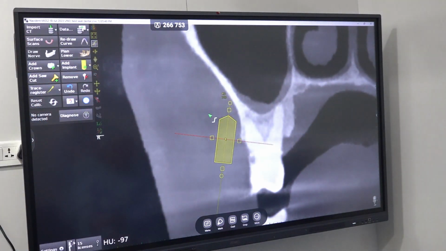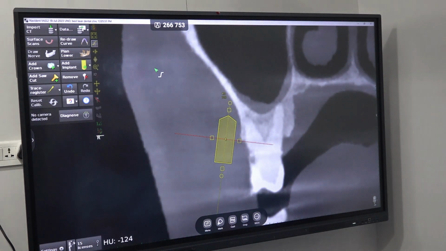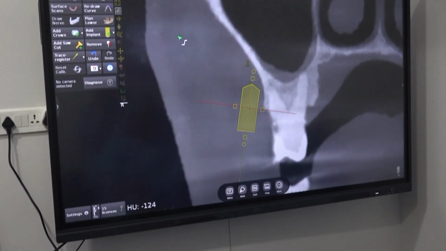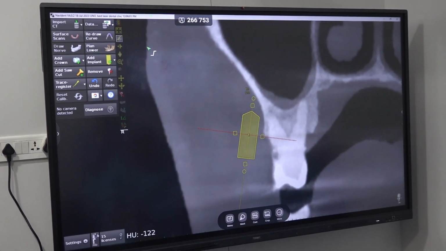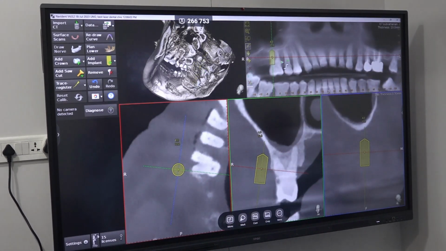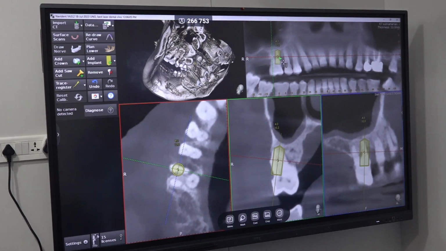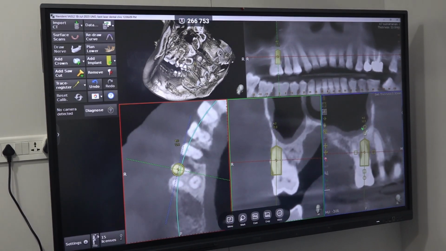Okay. So for lower molar, you said 2 implants. For lower molar, you said single tooth 2 implants. For upper also single tooth, 2 implants. The same applies? Same. Okay, now we are looking in the mesiobuccal root area.